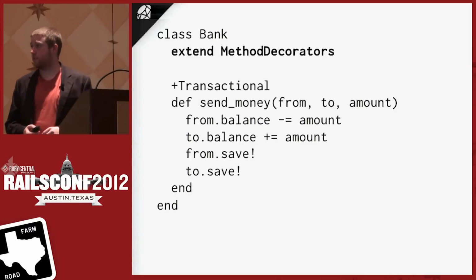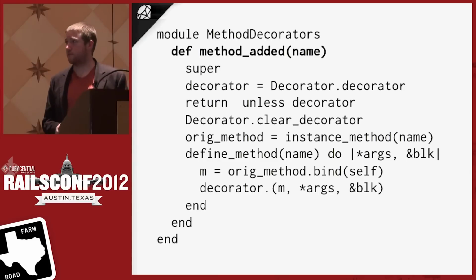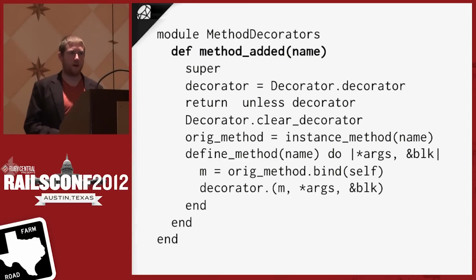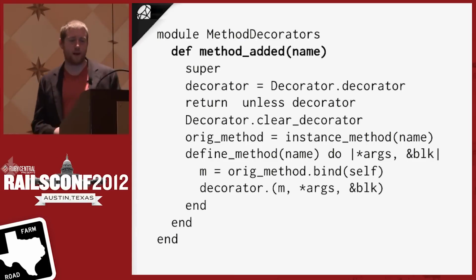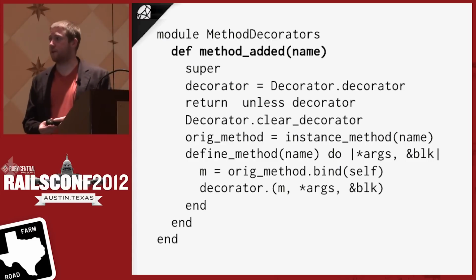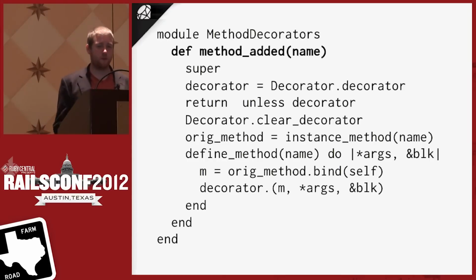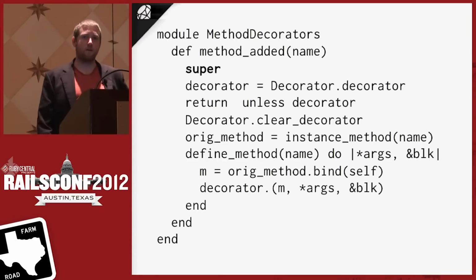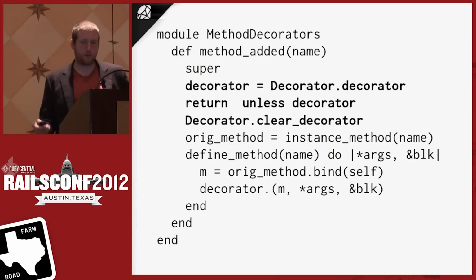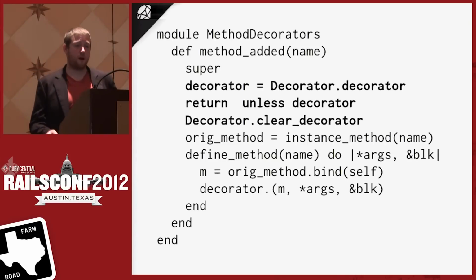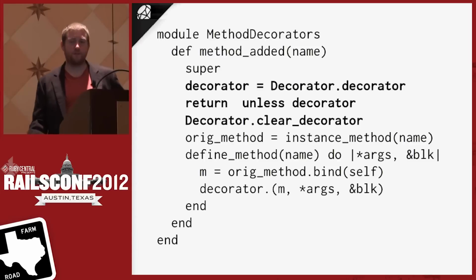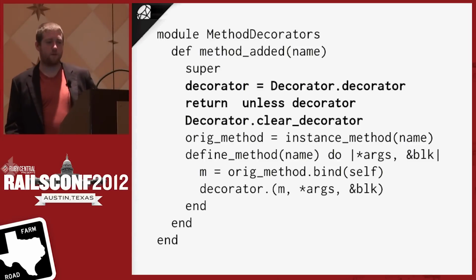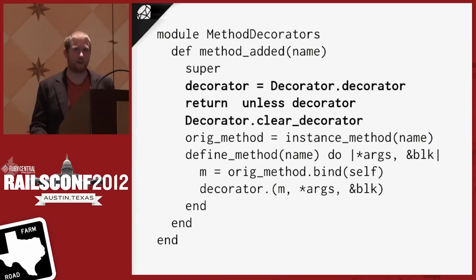So what's in this method decorators module? Well, there's one method, and it's method_added. Method_added is a hook that the Ruby interpreter calls when a new method is defined. It's an instance method on class, and it's very useful for modifying the behaviors of methods like this. So the first thing we want to do is call super, so that other libraries who want to override method_added get their chance to run. We get the current decorator if there is one, and we don't do anything and return if there's not one. And then if there is one, we make sure to clear it out so that when we redefine the method in a few lines, we don't re-invoke method_added, assuming there's a decorator, ending up in an infinite loop.